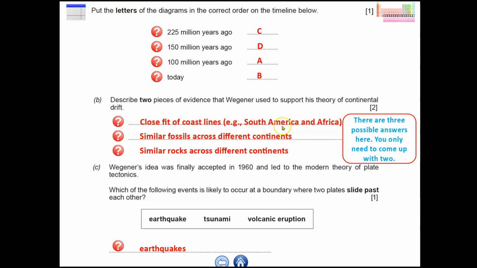Close fit of coastal lines, South America and Africa. Similar fossils across continents. Similar rocks. But you just needed two of those. And Wegener's idea was accepted in 1960 and led to the theory of plate tectonics. Which of the following events is likely to occur at a boundary where two plates slide past each other? Well, that's earthquakes, and that's conservative plate boundaries leading to earthquakes. Now, you might get earthquakes happening where you've got destructive interference and things like that as well, but you're much more likely where they're sliding past each other, like in San Francisco and the San Andreas Fault.